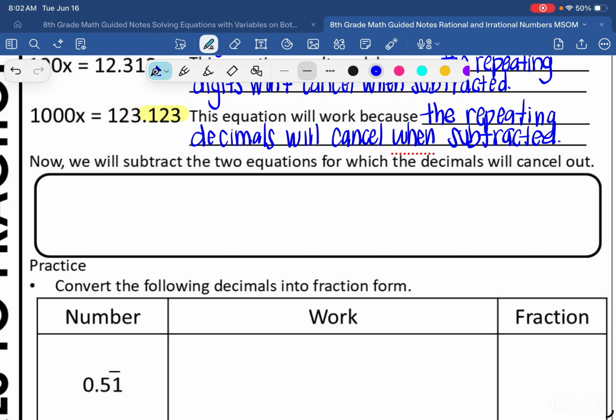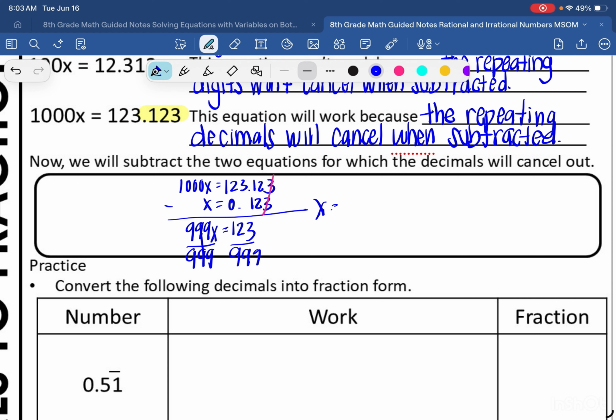So we're going to put our larger value up top. So we have 1000x equals 123.123, and we're going to subtract x equals 0.123. When we subtract those, these decimals right here will cancel out. So we have 1000x minus x, which equals 999x. 123 minus 0 is 123. Then if we divide each side by 999, we get x equals 123 divided by 999. Both of those you can divide by 3, and we get 41 over 333.